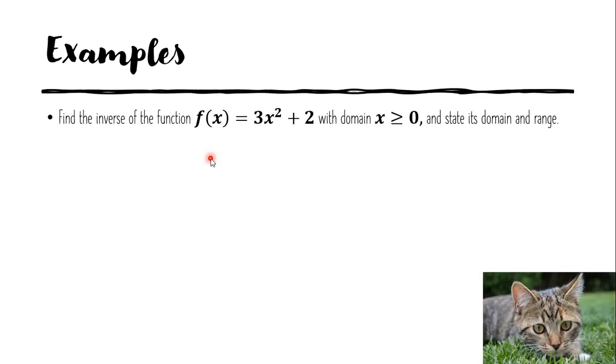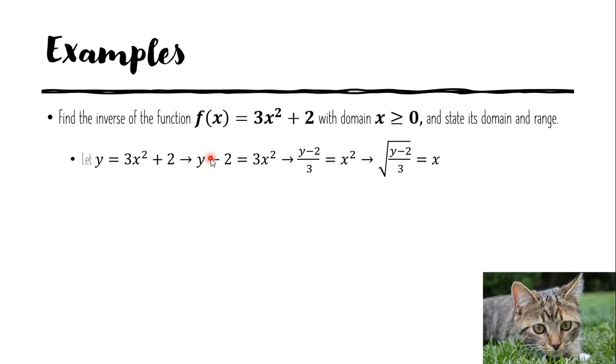Examples. Find the inverse of the function f of x equals 3x squared plus 2 with domain x is more than or equal to 0 and state its domain and range. So, first, let y equal 3x squared plus 2. You'll leave it as f of x, it's just a little bit easier to rearrange it this way. So we want to rearrange it to get x as the subject, that's the one.